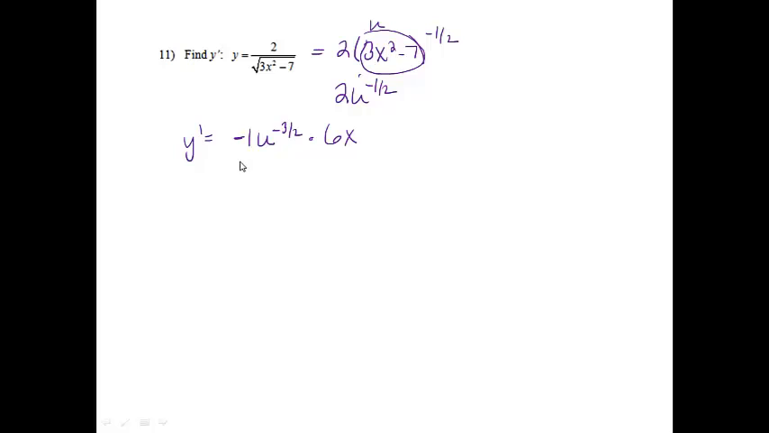And now just cleaning this up a little bit, we'll have negative 6x will stay on the top. The u will become to the bottom and become a 3/2, and then just replacing my u, I'll have negative 6x over 3x squared minus 7 to the 3/2 power.